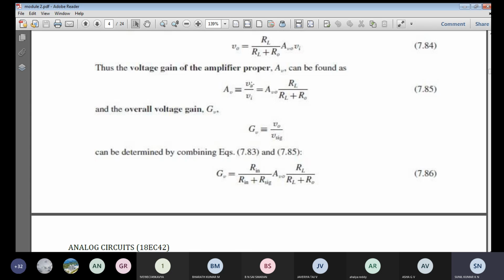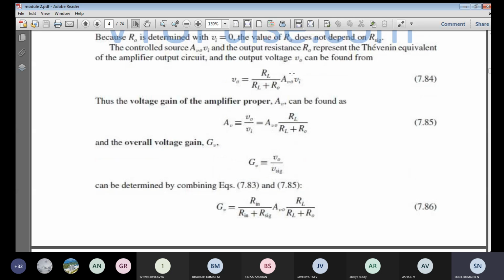So we consider the load resistance. And if we consider Vi, then AV naught times Vi is nothing but the output voltage. Output voltage divided by input voltage gives the voltage gain of the amplifier. So when we divide this output voltage by Vi, Vi will get cancelled. Finally, the output voltage of the amplifier will be this expression. So we found the output voltage for a loaded amplifier.